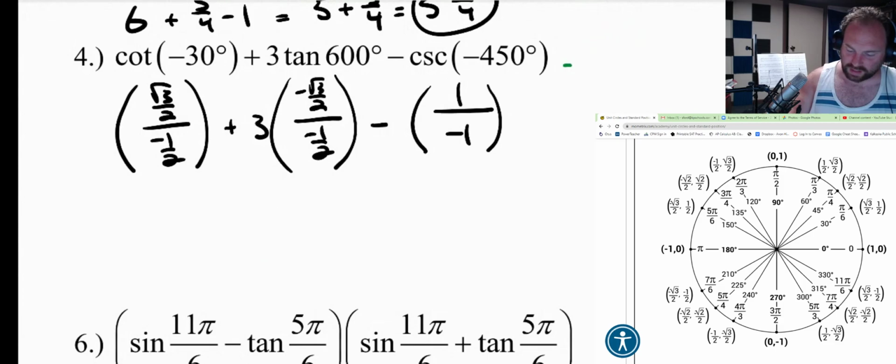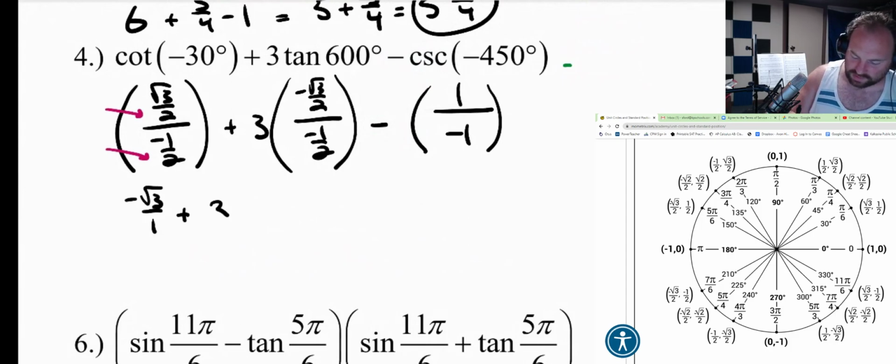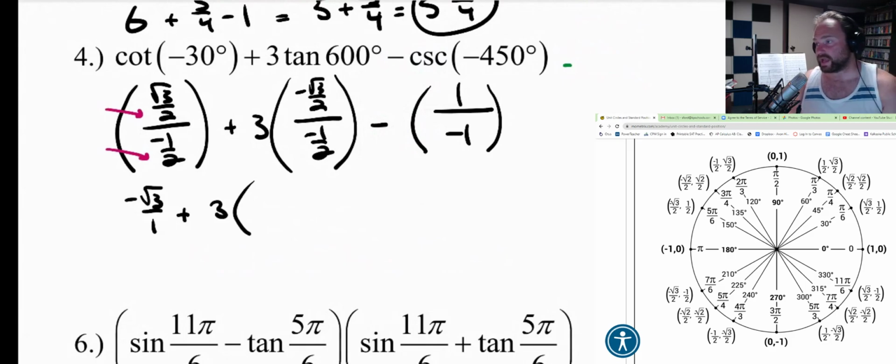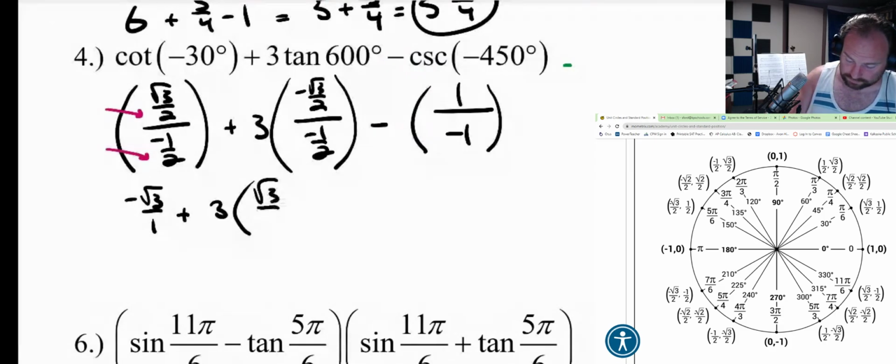this problem. So when it comes to this first chunk, the 1/2s are going to cancel out here. So I'm talking about that 1/2 and that 1/2. They're canceled out. So now it's going to be this negative square root of 3 over 1 plus 3 times, let's see what's going to happen here. Same thing here. The negatives are going to cancel out, and the 1/2s will cancel out. So that is 3 times the square root of 3 over 1 minus, of course, that's negative 1.